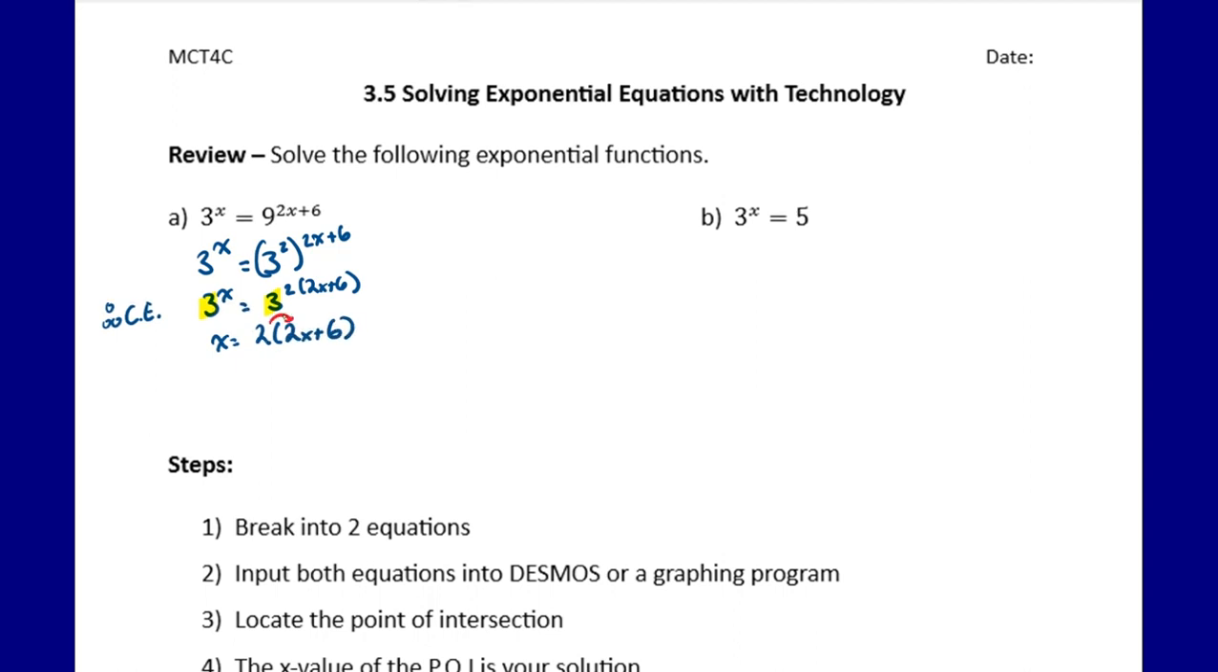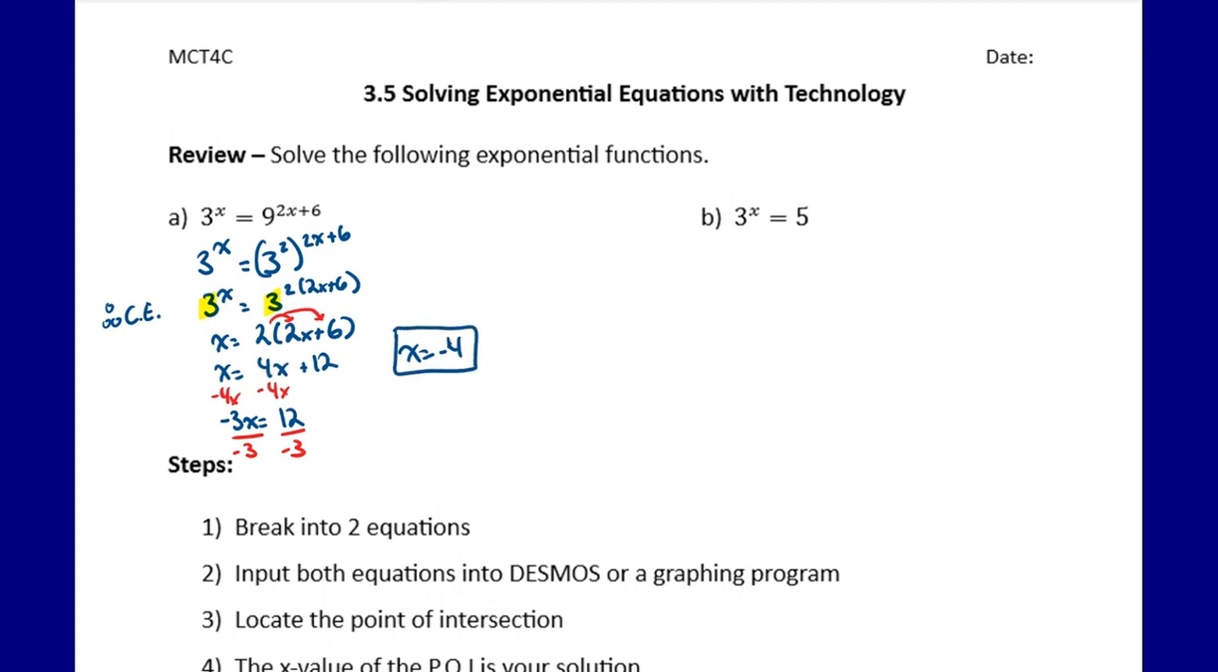I'm going to distribute, or multiply, the 2 through. I get x is equal to 4x plus 12. I'm going to move the 4x over by subtracting 4x. I get negative 3x is equal to 12. Divide both sides by negative 3, and we get x is equal to negative 4. So that is our solution.